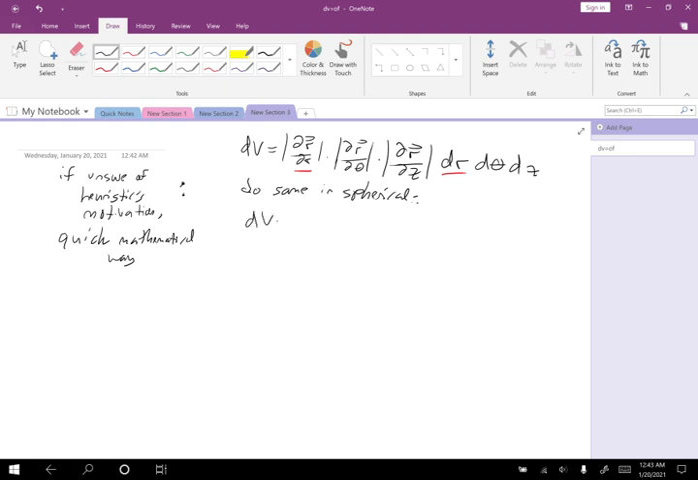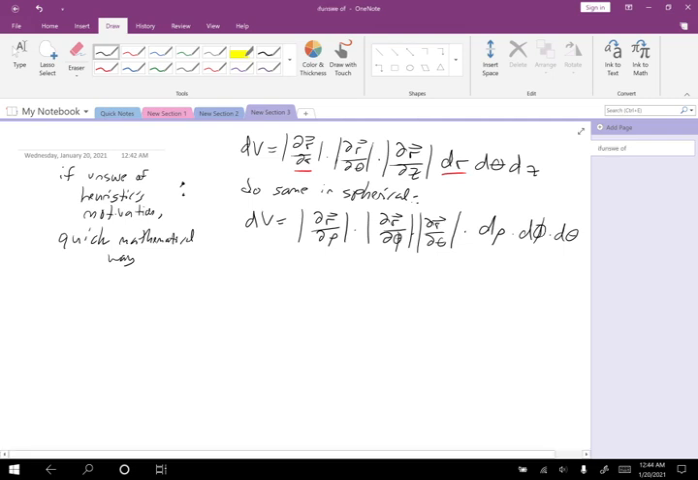Okay? So I claim that dV is the partial derivative with respect to the radius times the partial derivative with respect to the angle, let me just do the phi here, times the partial derivative with respect to theta. And then you just make sure all the denominators cancel. And so now you multiply by differentials. Okay? So that's what it should be. So now it's just a matter of computing this thing.